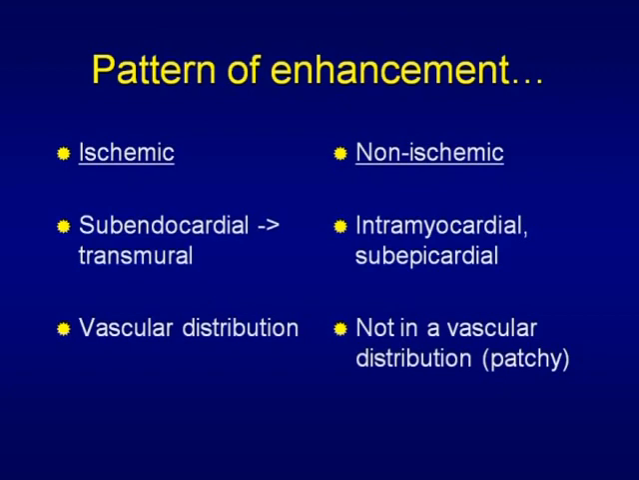Okay? When you see enhancement, you want to distinguish, is this an infarct or is this some inflammatory or infiltrative disorder? If it's an infarct, it's going to be subendocardial, and eventually it will become transmural depending upon how severe it is. It will also be in a very specific vascular distribution, LAD distribution, circumflex, right coronary, whatever. Things like myocarditis tend to be intramyocardial or subepicardial. They spare the subendocardium, and often it is real patchy. You'll see a patch here, a patch there. It won't be in a nice vascular distribution. I'll show you examples of that later.